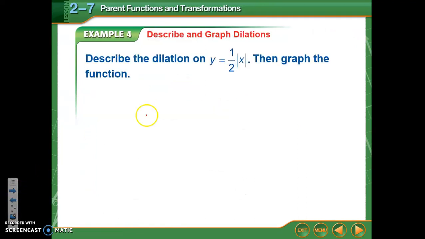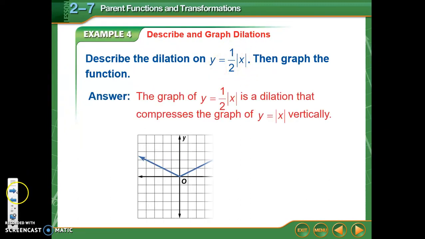Okay, here we're going to talk about dilation. So this is when we multiply by something that is different than -1. So in this case, I'm multiplying outside of my absolute value function by 1/2. When I multiply outside by a fraction whose absolute value is between 0 and 1, then it compresses it or shrinks it vertically. Okay, so this is what the new graph of that would look like.